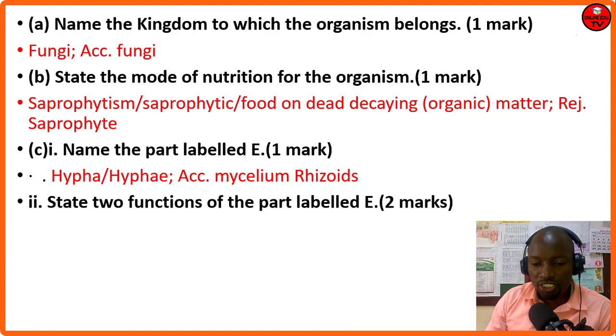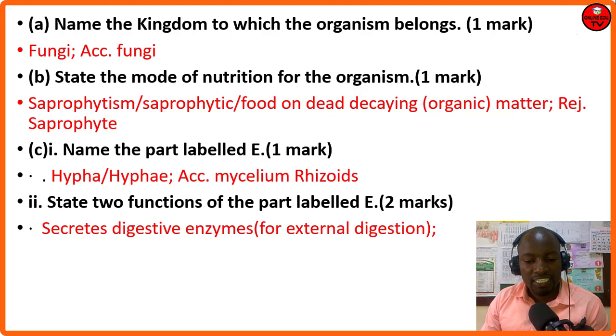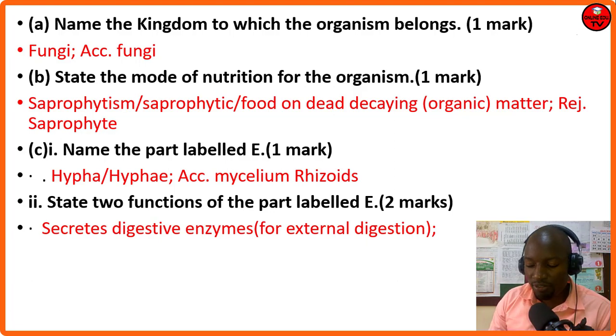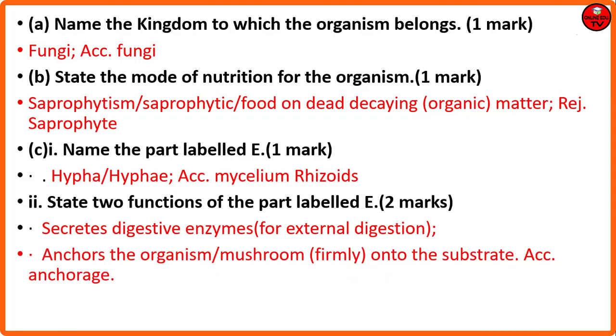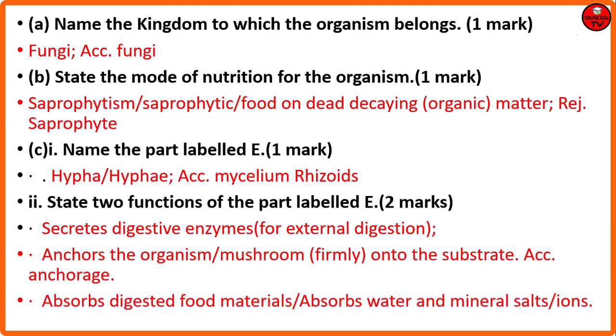Now, state two functions of the part labeled E. What is the function of part labeled E? Secretes digestive enzymes for external digestion. It also anchors the organism, that is the mushroom family, onto the substrate, or substratum. You can also accept anchorage. Absorbs digested food materials and also absorbs water and mineral salts.